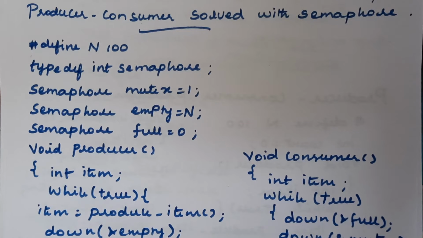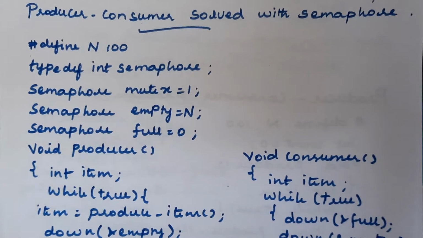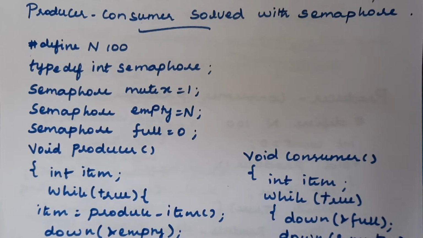Okay, so now coming to the code of the producer consumer problem with the help of the semaphore. Here we have used three semaphore variables: semaphore full, semaphore empty, and semaphore mutex. We have also initialized them with values like 0 or 1. Whenever you initialize a semaphore variable to either 0 or 1, it is said to be a binary semaphore.